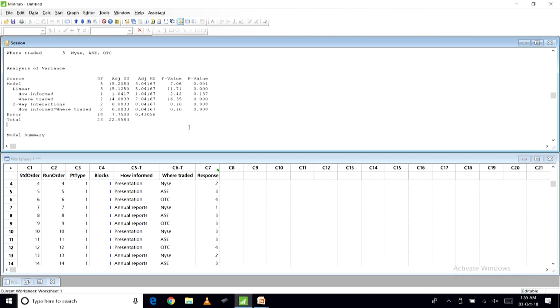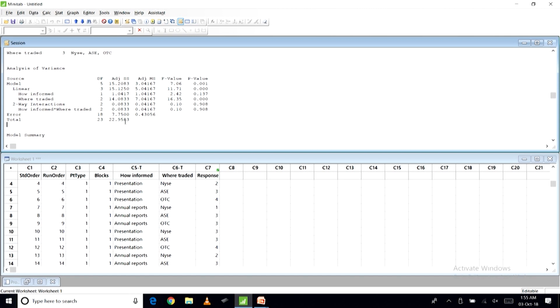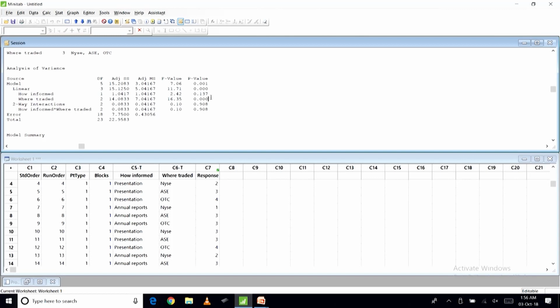So, here you will get lots of output. We have to just look at the p value, right. Yeah, just see this. So, the p value is 0.137. How they are informed? So, there is no significant difference between whether stockholders are being informed through presentation or through annual or quarterly report, but there is a significant difference.